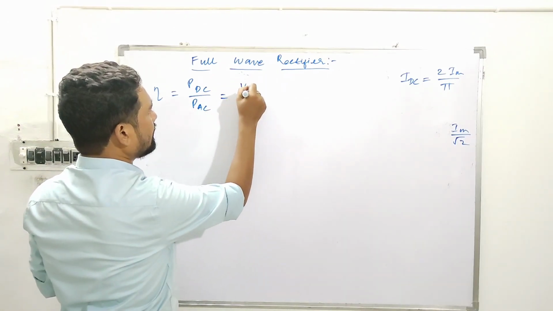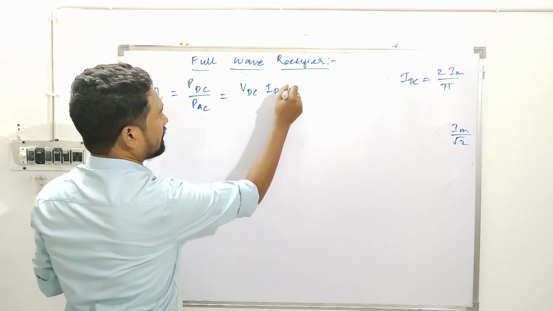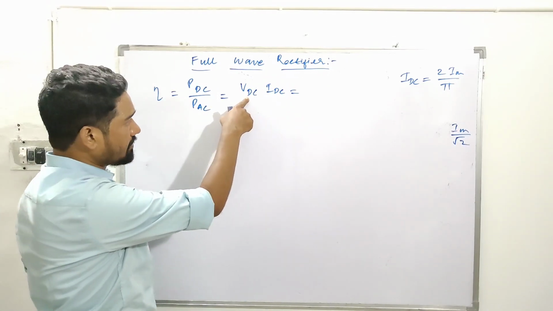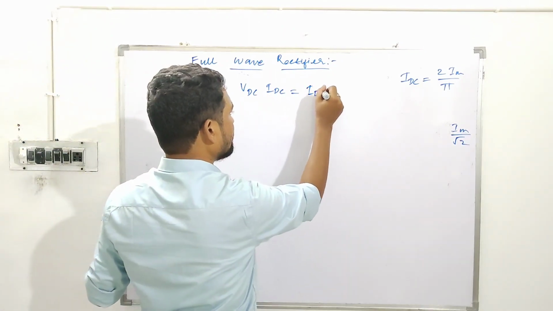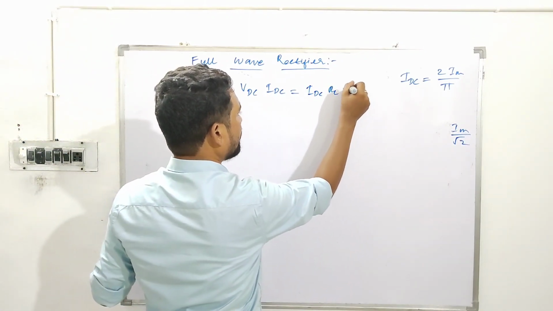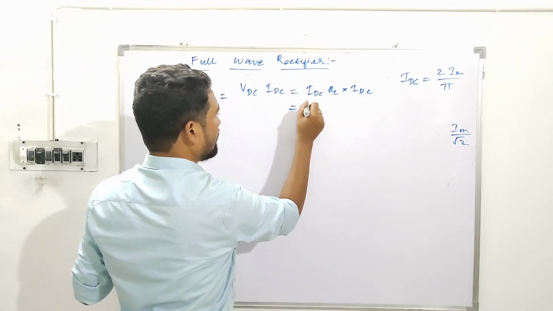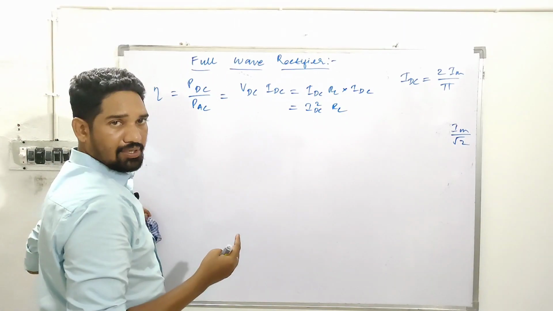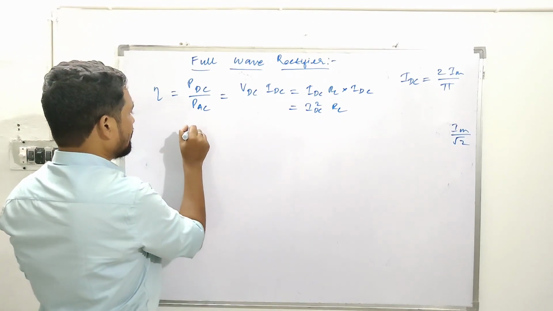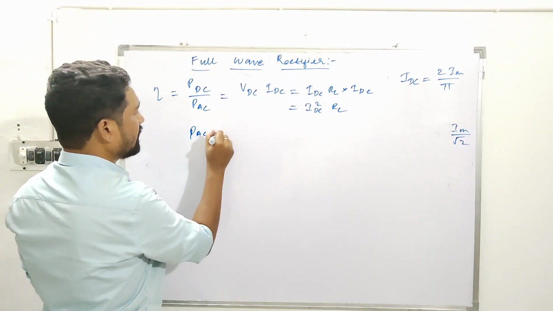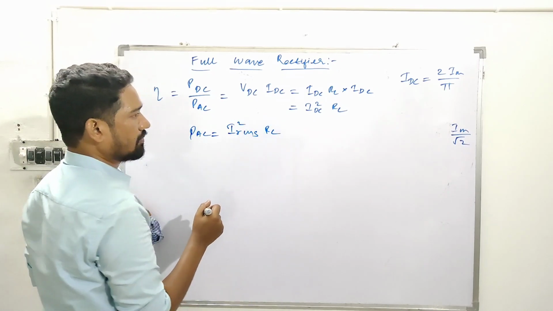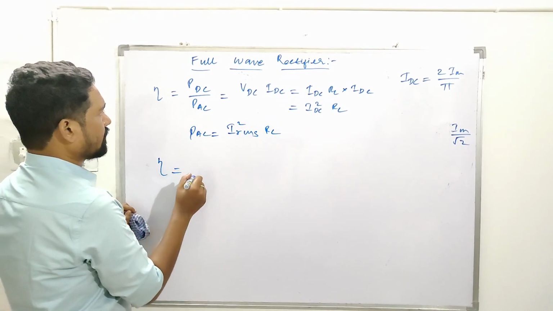PDC is VDC into IDC. In terms of current, VDC is IDC RL, so PDC is IDC squared RL, since power is I squared R. In the same way, PAC will be equal to I RMS squared RL. And efficiency from that, what do we have?